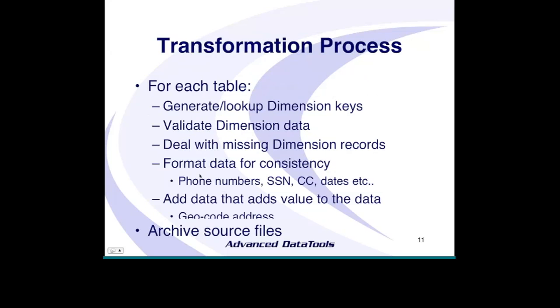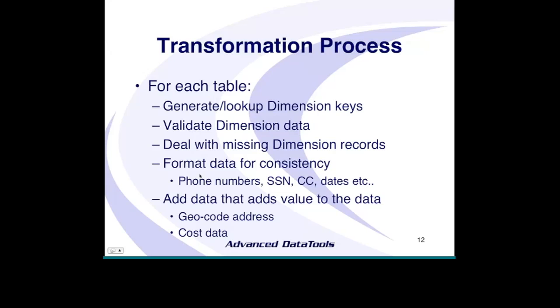And then you want to start the transformation process. Once the data is in staging tables, you know it's right, the record counts match, you need to go through and look up the dimension keys. Every dimension in your data warehouse is going to have some kind of primary key. What you want to do is look that up, validate that the dimension data is correct, and then deal with any missing dimension records. I'm going to talk about this later on in a few slides, but that's a key part of the transformation process: how you deal with missing dimension records.